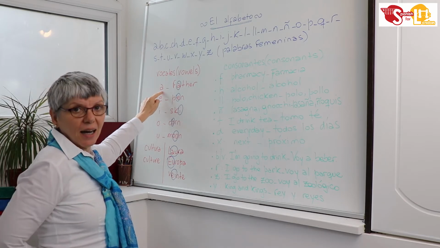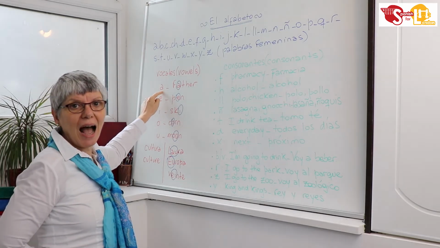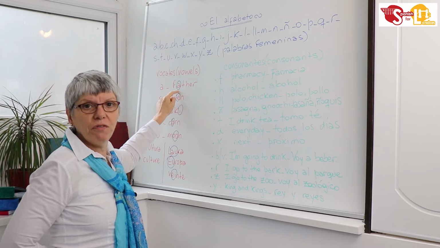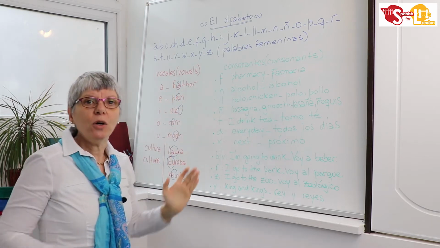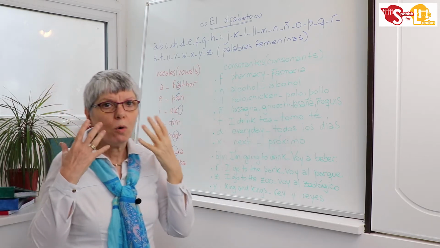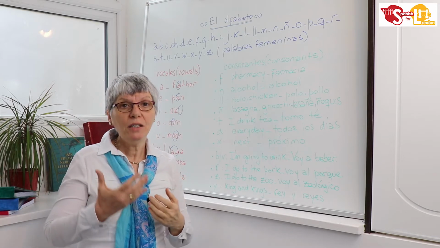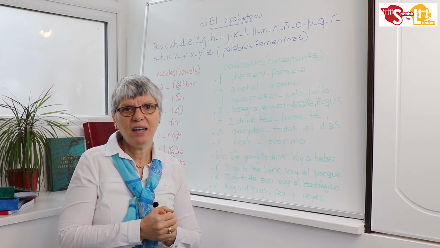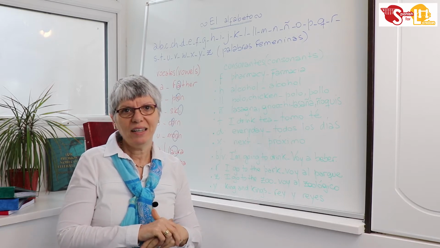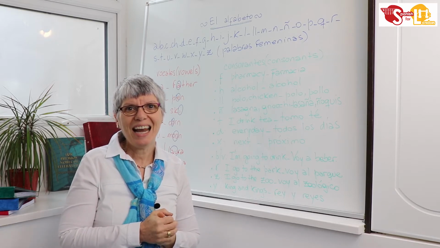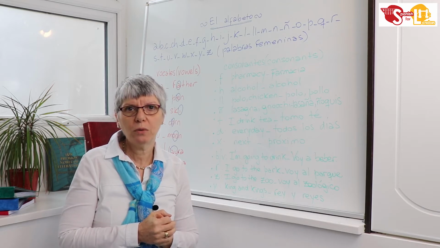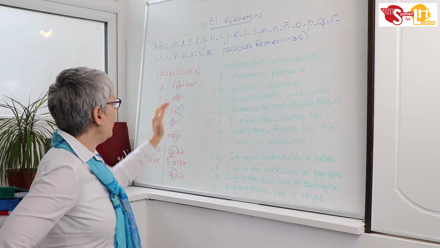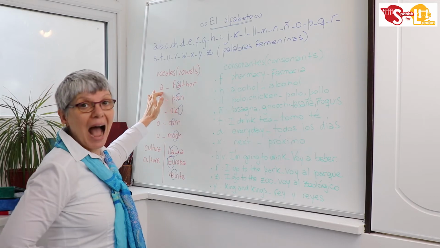When you see A, you have to pronounce A, like in father. It's a very open sound, so you have to open your mouth widely. If you compare when we say in English Sarah, her name is Sarah, we don't say Sarah in Spanish, we say Sara. So open your mouth to produce this sound, like in father, A.